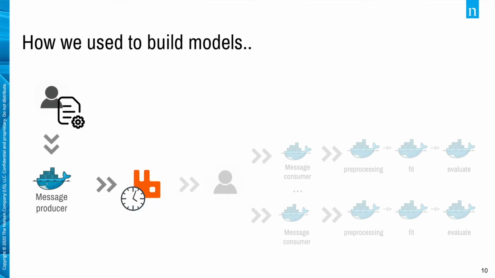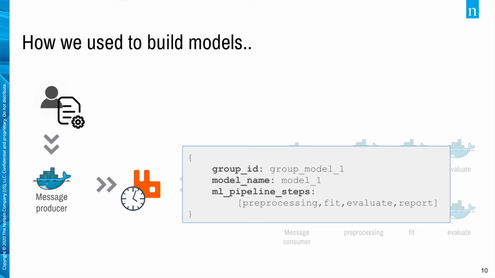So in the next stage, the user launches a Dockerized application we call message producer that reads this configuration file and populates a queue, in our case a RabbitMQ queue, with 1 message per model. And this looks something like that. We have here the group ID, the model name, and most importantly, the machine learning pipeline steps we want to run on this model. In this case, all 4 steps.